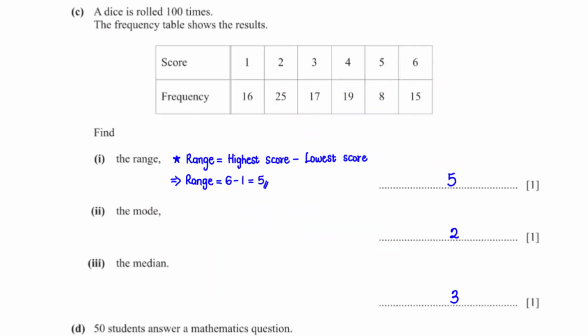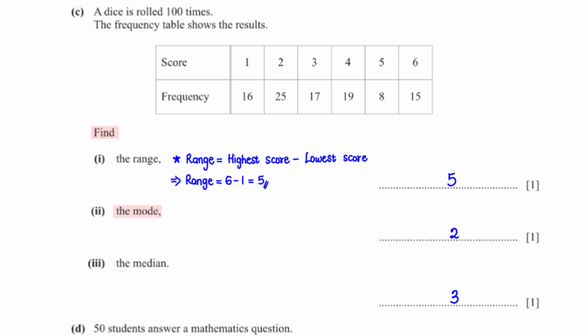A dice is rolled 100 times. The frequency table shows the results. Find the range. The range is equal to the highest score minus the lowest score. From the table, the highest score is 6 and the lowest score is 1. 6 minus 1 is 5.